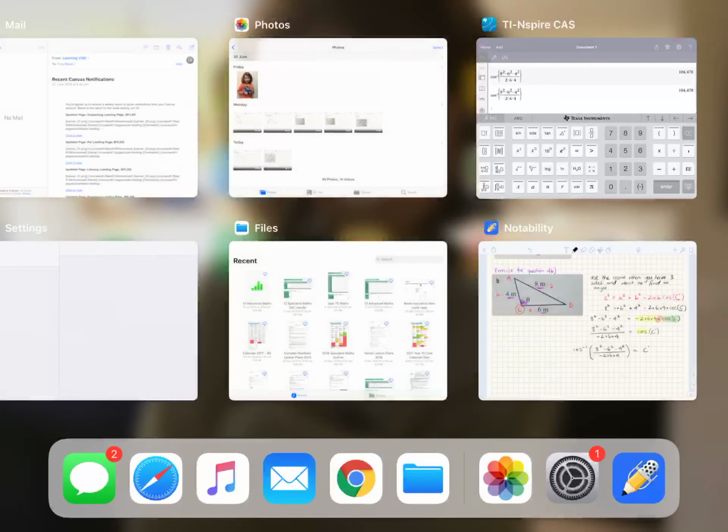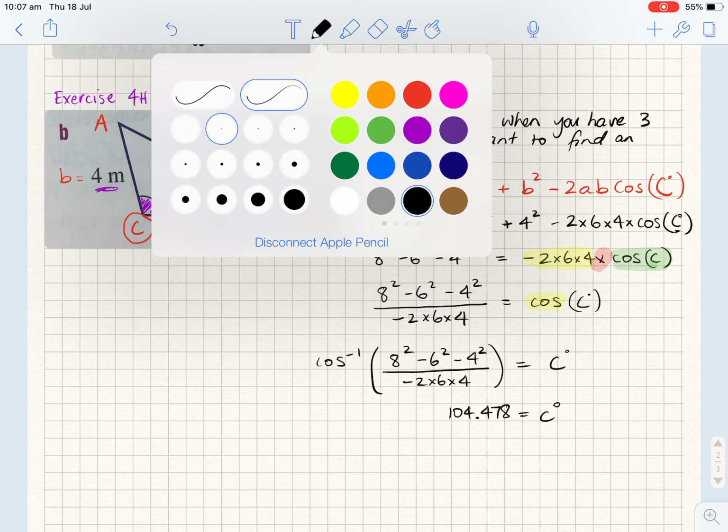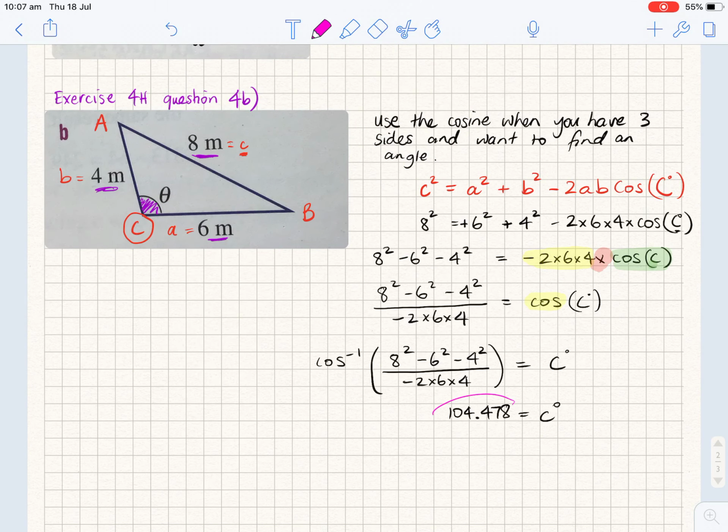104.478. So C degrees is 104.478. And if I have a very quick look, this is an obtuse angle and this is an obtuse angle, so it makes sense. All done.